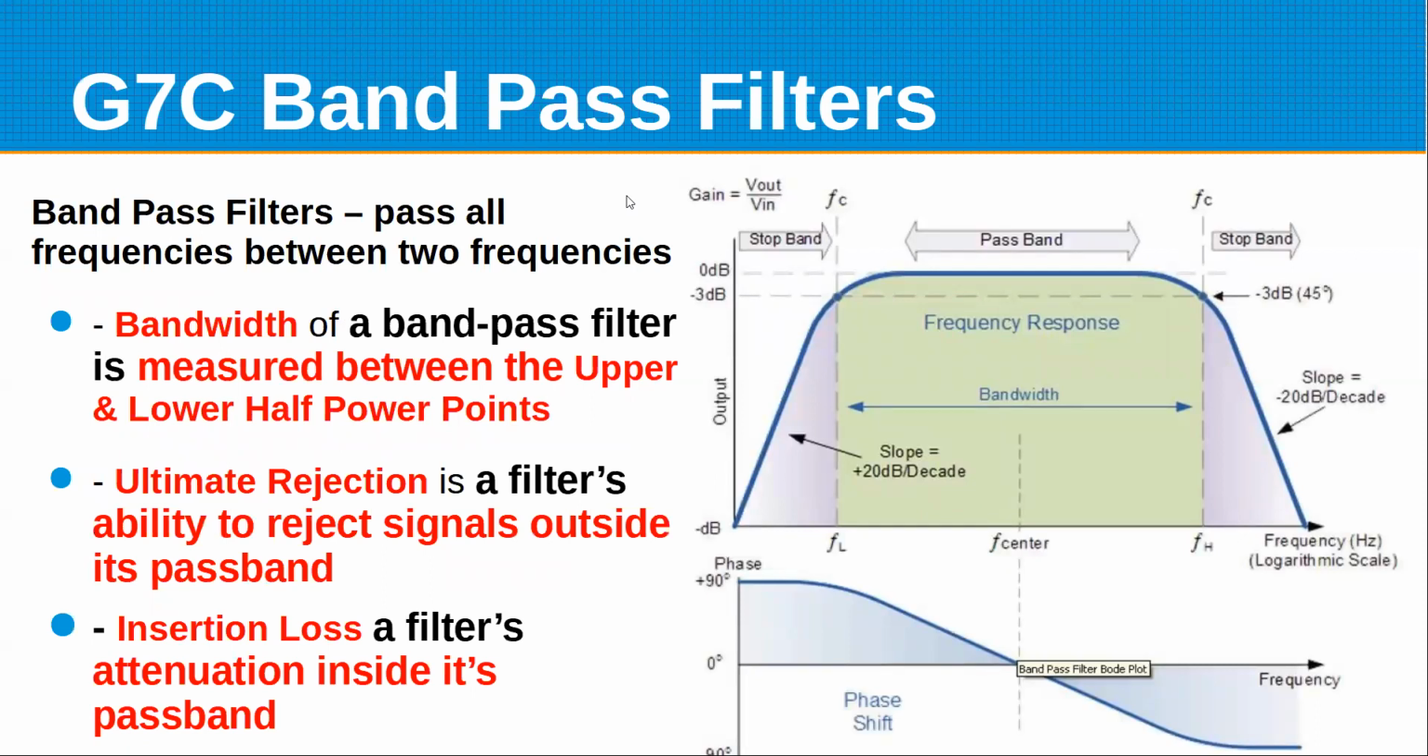Okay, bandpass. We're going to skip the high pass. In the bandpass, like I said, it's just a combination of a high pass and a low pass filter. So it has two cutoff frequencies. It has the lower cutoff frequency, so it passes everything above the lower cutoff. It has a higher cutoff, so it attenuates everything above the upper cutoff. And they're both half power points.